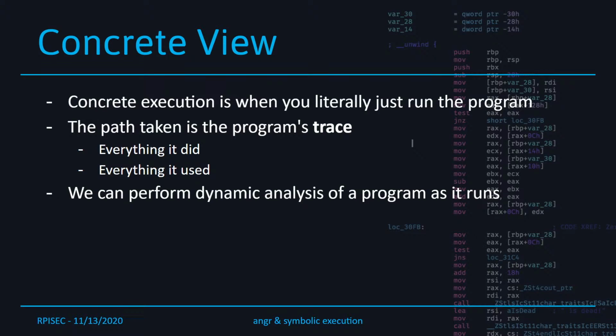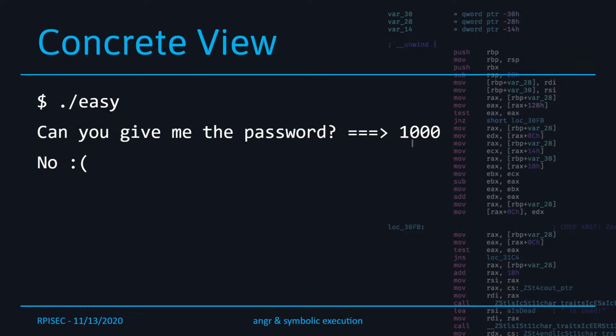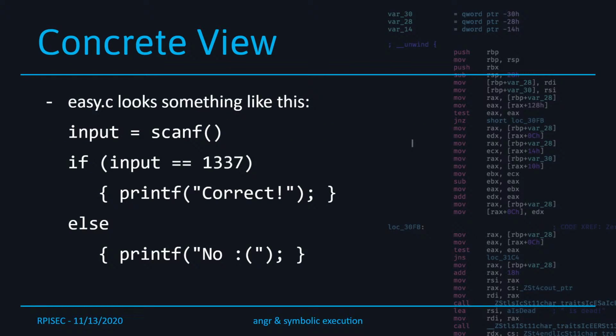And that gives us a trace. And so you might hear, well, we have execution traces, we're analyzing that. So that's what that entails. And we can perform dynamic analysis on a program as it runs, so we can see what functions are being called, what order it happens in, what the hotspots are, that kind of thing. So for example, this program here, we'd ask for the password. We give it a password. It says no. Great, that was concrete execution right there.